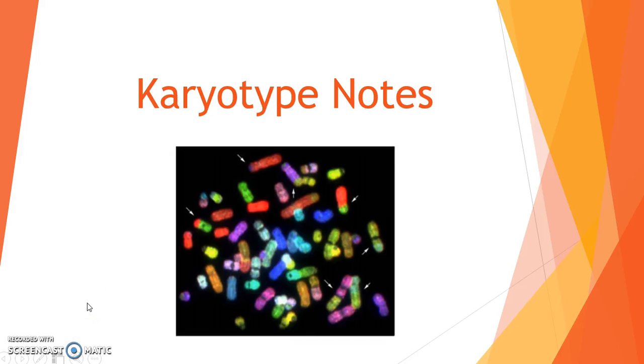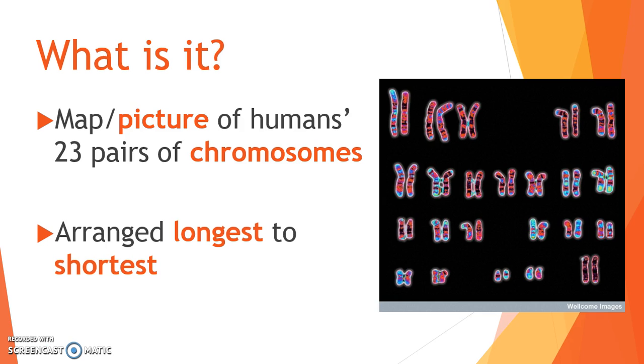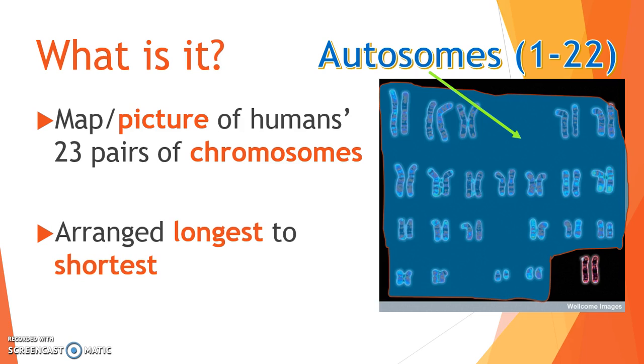Hey guys, today we're going to learn about karyotyping and how to interpret a karyotype. So what is a karyotype? It's a map, or more accurately, a picture of your 23 pairs of chromosomes, or your 23 homologous chromosomes. They're arranged from longest to shortest. The first 22 pairs are called your autosomes.